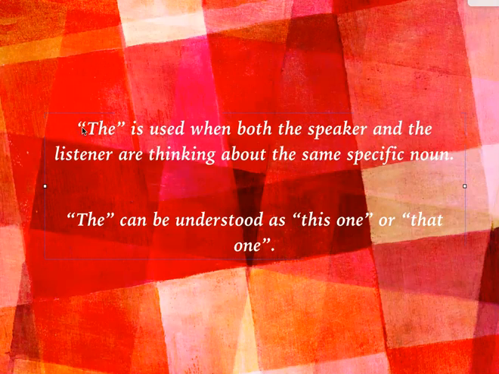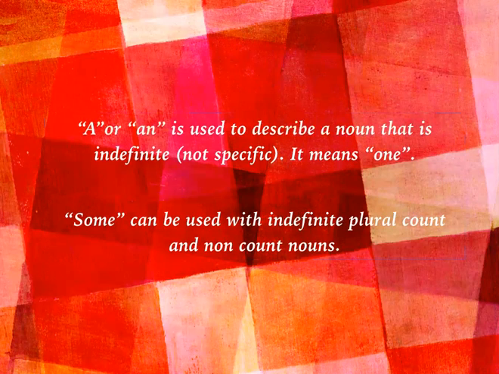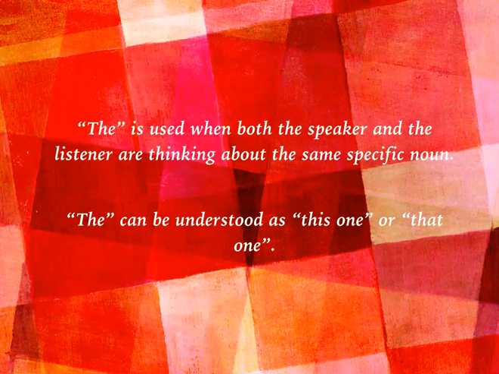Once again, the is used when both the speaker and the listener are thinking about the same specific noun. The can be understood as this one or that one. So a can describe a noun that is indefinite. It could mean any fruit in the room, any banana in the room, but the is more specific because both the speaker and the listener know exactly which item is being discussed.